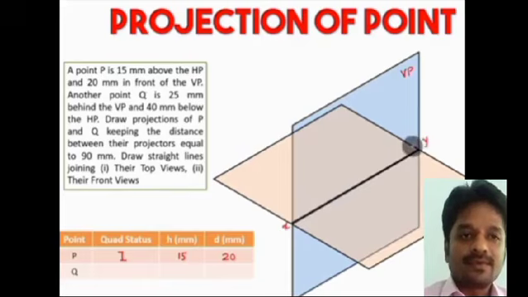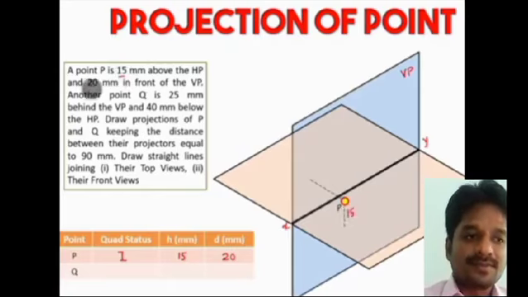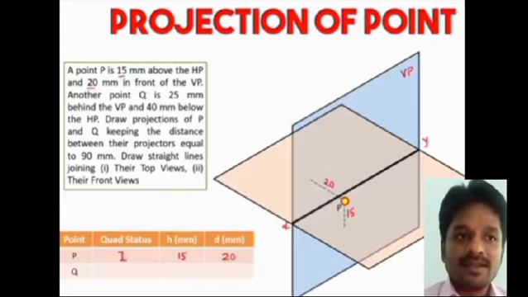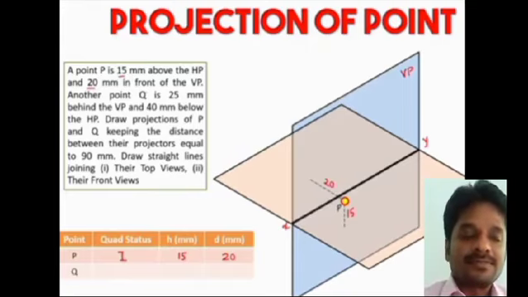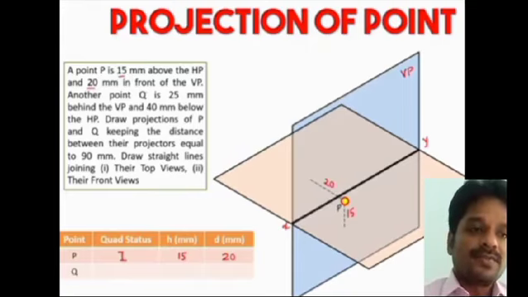So it's very clear that the point P is 15 mm above HP and 20 mm in front of VP. So we are marking 15 mm above the horizontal plane and 20 mm in front of the vertical plane. Here the blue color is the vertical plane and the rose color is the horizontal plane. Always the observer will be looking from the right hand side of the viewer in the front view, and in the top view the observer always sees from the top.